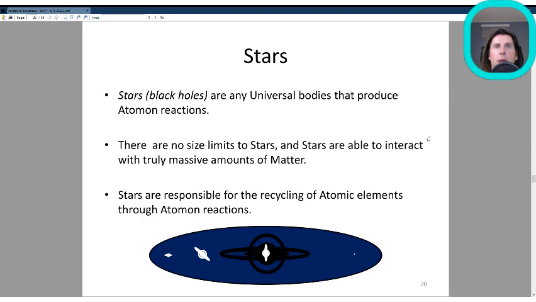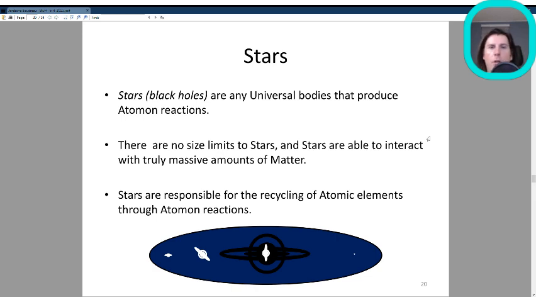And this is the big change that I'm including in this stuff because it's too hard to categorize all of it and keep it all straight. So a star is a black hole, and a star is any universal body that can do an atom-ion reaction. So basically, if you can modify a proton as a heavenly body, you're a star. Okay, that's what it is. That's the definition.